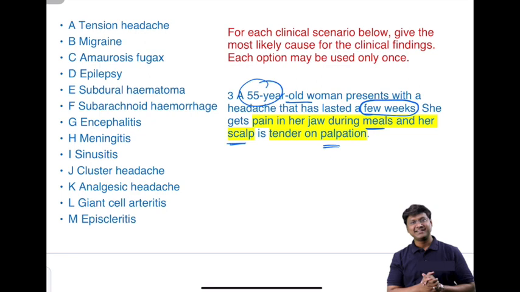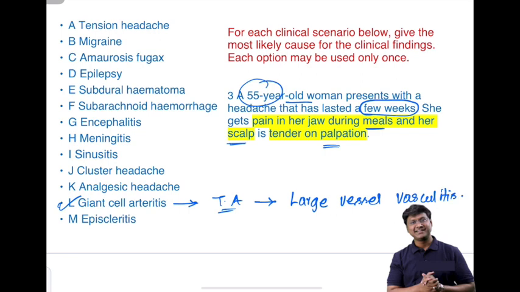Among the options given to you, this is a classical description suggestive of giant cell arteritis. What is another name for giant cell arteritis? It is also called temporal arteritis. In giant cell arteritis, the age group at which you will see this is about 50 years. And this temporal arteritis, or giant cell arteritis, is a form of large vessel vasculitis. There are two important examples of large vessel vasculitis. One is temporal arteritis, which I am describing now. The other one is Takayasu arteritis.